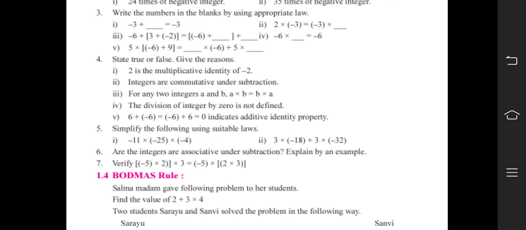Next, fourth one. The division of an integer by 0 is not defined. Is it right, children? Yes, the division of an integer by 0 is not defined. It is true.